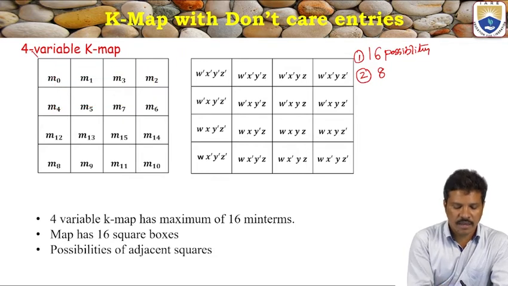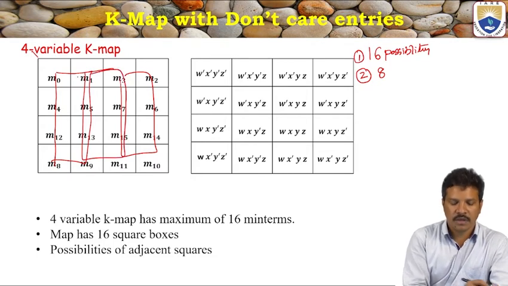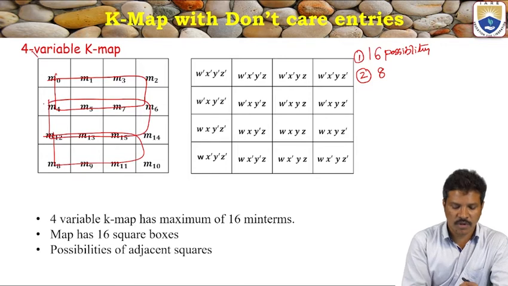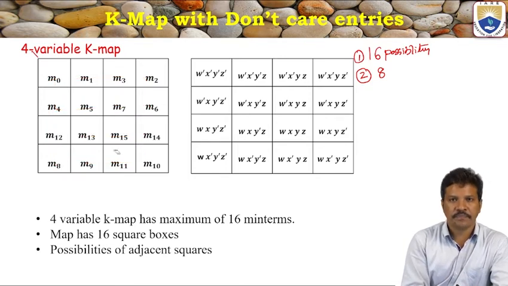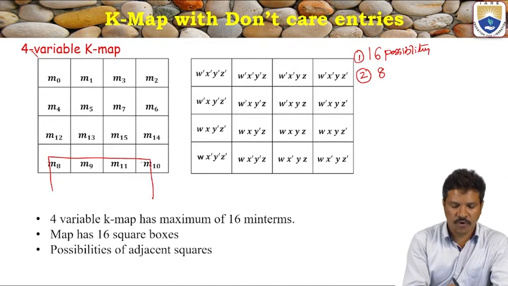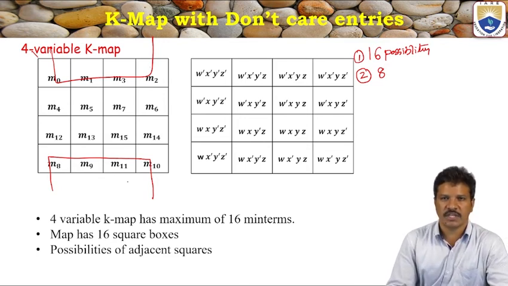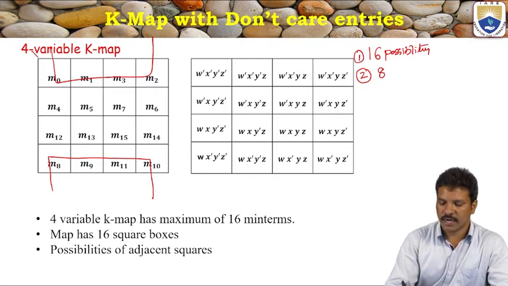So you can take any 8 minterms. These 8 minterms are considered as one group. These two middle ones are considered as one group. And horizontally we can consider this 8 if it is possible, this 8 if it is possible. Also the special case is that this 4 and the 4 above are adjacent to each other, and the 4 above and 4 below are also adjacent to each other, so that we can combine those 8.